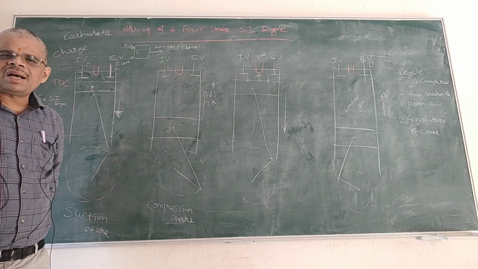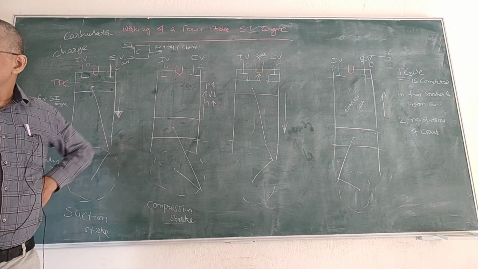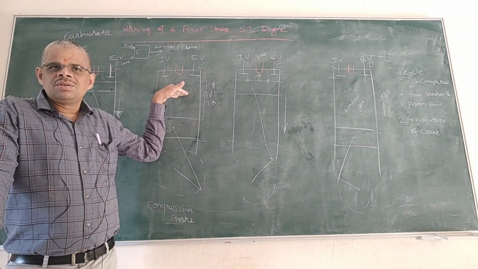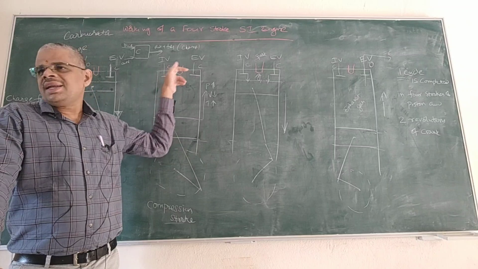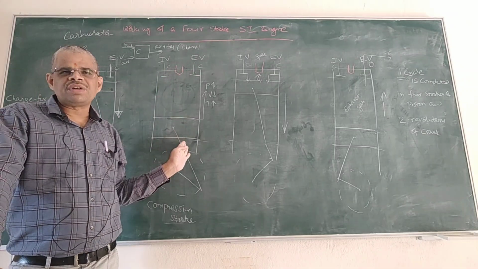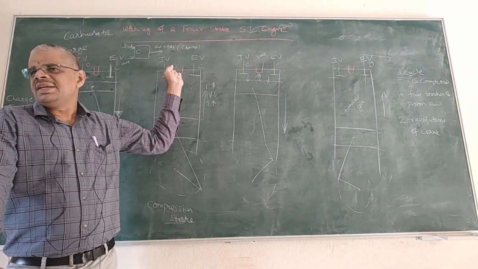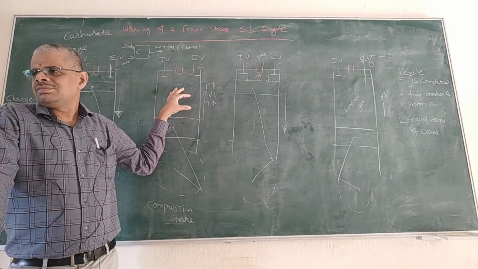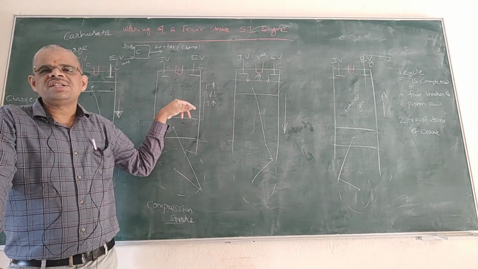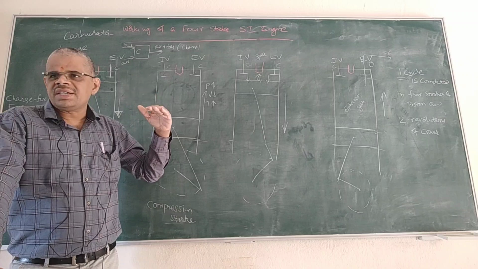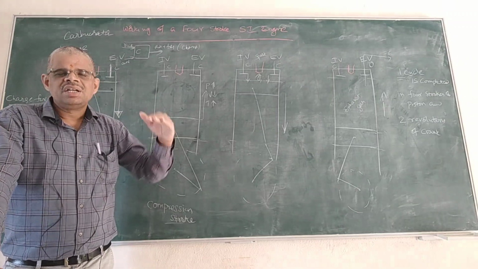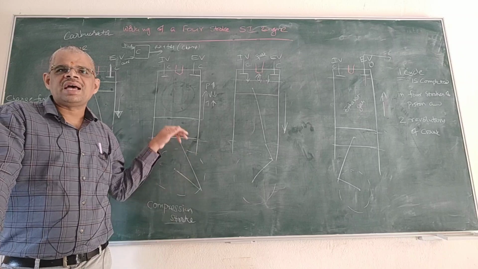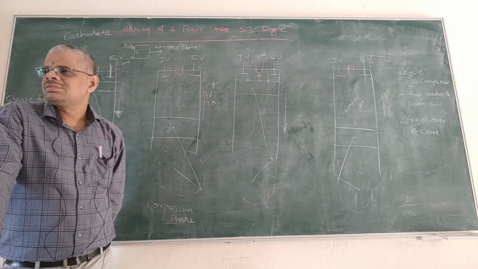So what happens in the compression stroke of a 4-stroke engine? Both inlet and exhaust valves are closed and the piston moves from BDC to TDC, compressing the charge. As the charge is compressed, the pressure of the charge increases, temperature also increases and volume decreases. So that happens in the compression stroke.